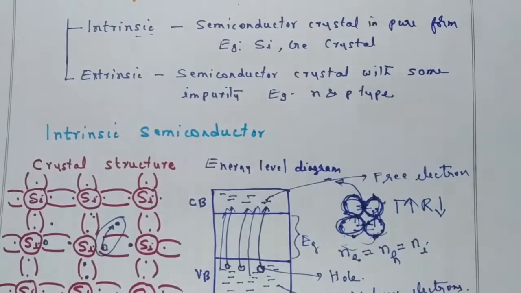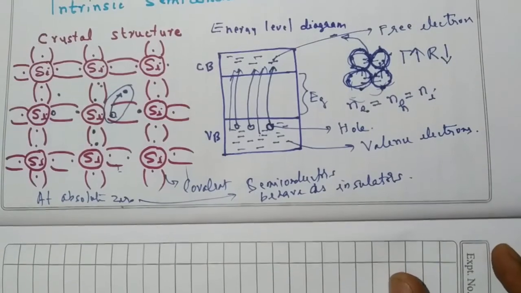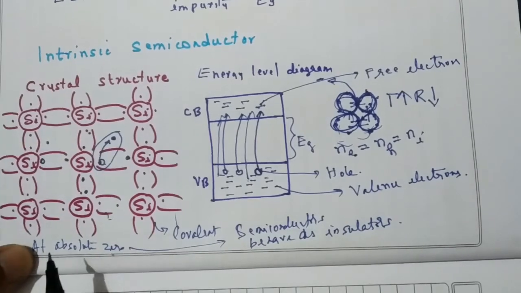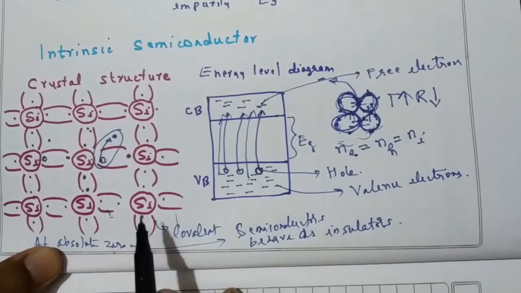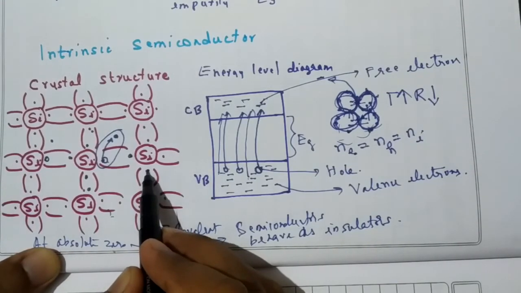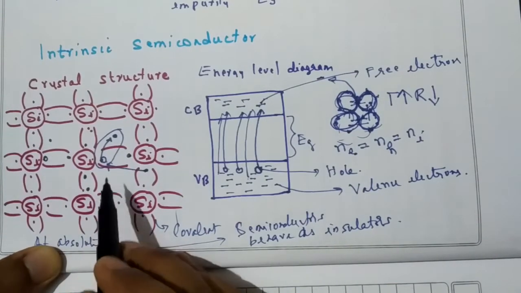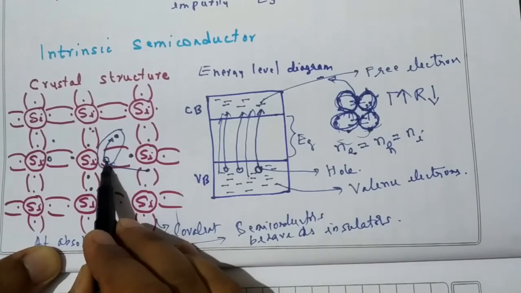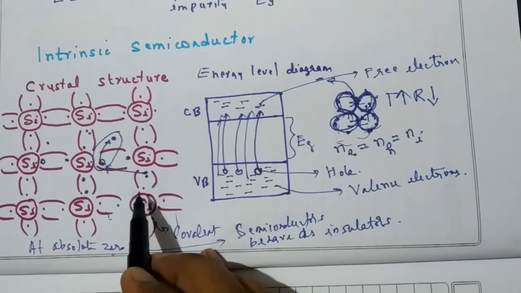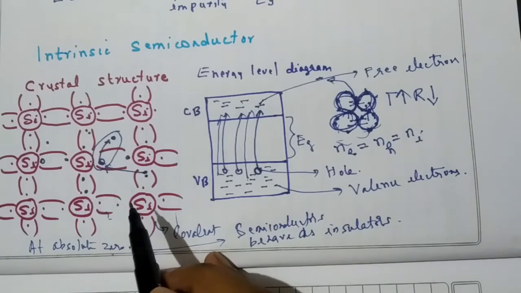Not only this, see here, there are holes. Now when the electric field is applied, the electron from one bond may come and occupy this vacancy. Now the vacancy which was here has been shifted to this. Here also there will be movement of electrons. Okay. So what is the current now?